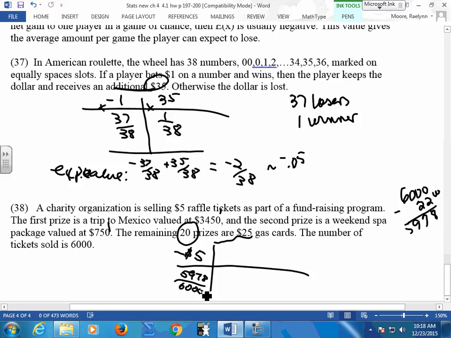And you're going to spend $5 and win a trip valued at $34.50. Subtract your $5. 1 out of this guy, and then $7.50, subtract your $5. So you're going to multiply these, and then you're going to add them up for your expected value.